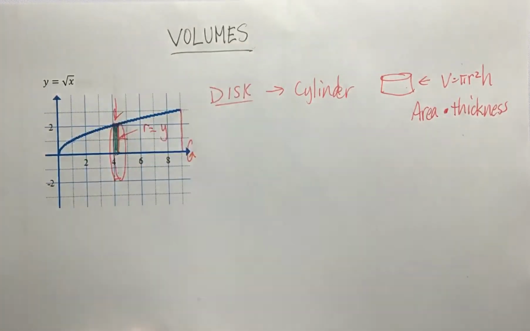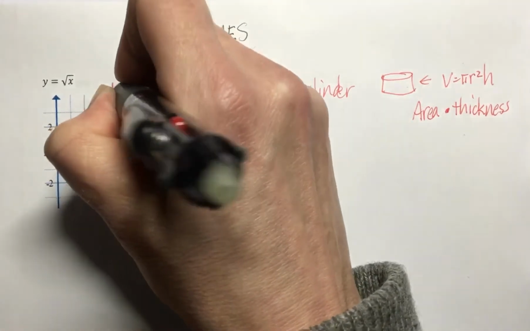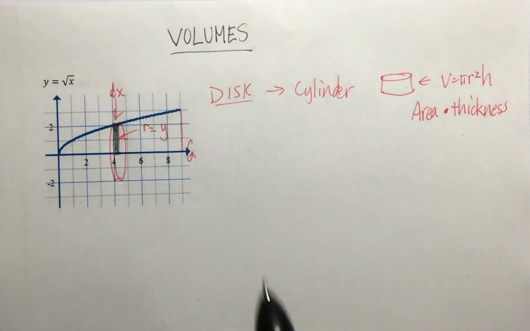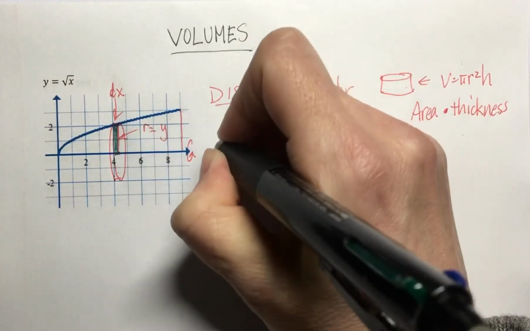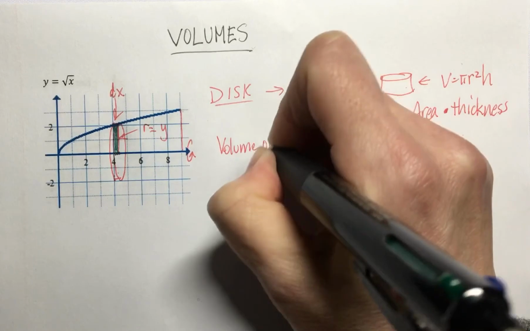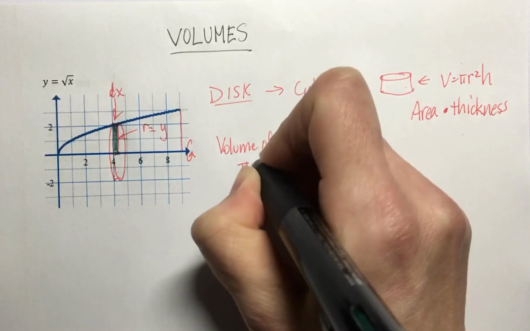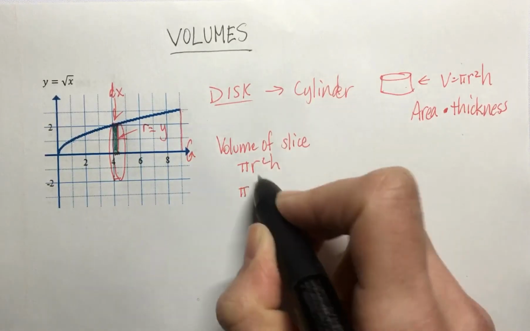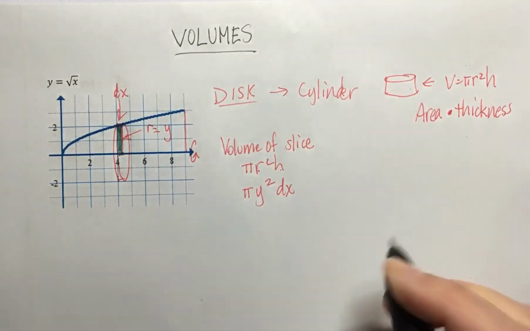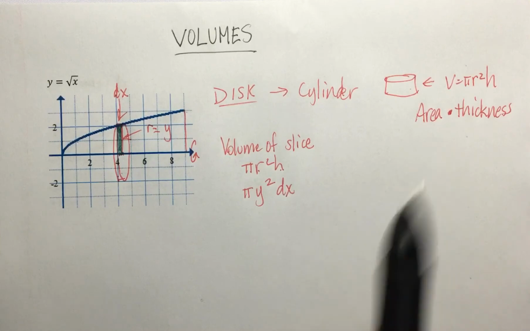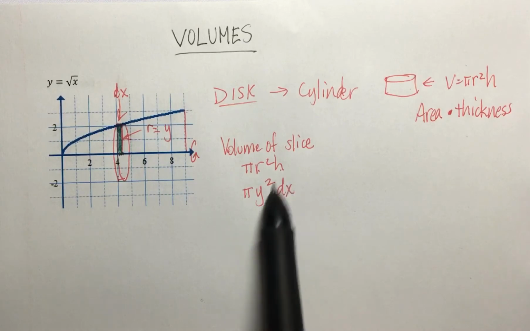The thickness, the skinny dimension of this guy, is some tiny change in x. This is that same sample rectangle, like we did with the areas. So it's dx for the thickness. So the volume of this sample slice is pi r squared h, which is pi, the radius is y, squared, and then the h is dx. Our h's are always going to be dx or dy, by the way. We'll see dy later. So the dx is the boss.